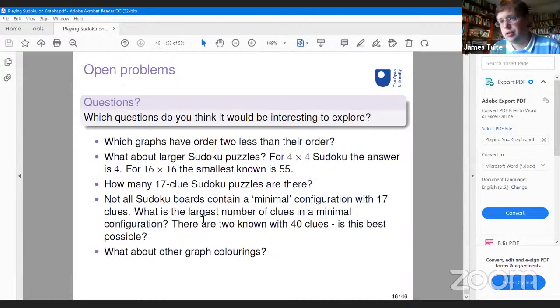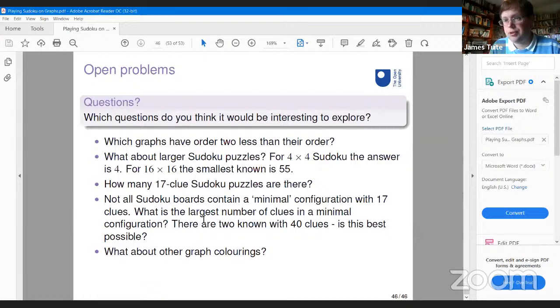We said that 17 clues for Sudoku is the smallest possible. But how many such configurations are there? Nobody knows. As I said, not all Sudoku boards contain a configuration with just 17 clues. What's the largest number of clues in a minimal configuration? People have found such boards with 40 clues, but it could be larger.